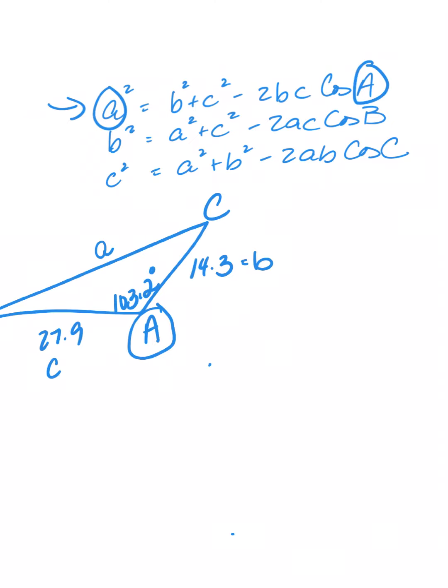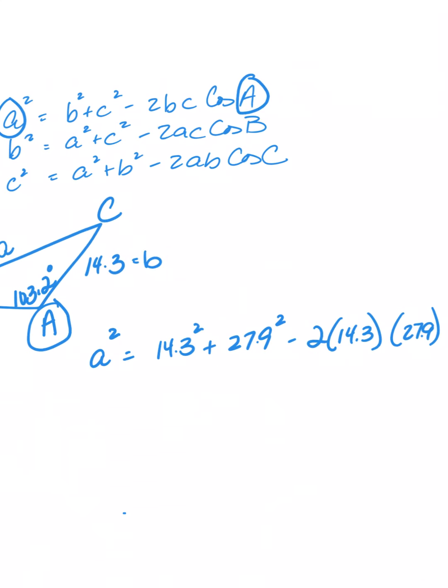And we've got little a squared equals b squared plus c squared minus 2 times b times c times cosine of big A. And you just put all of that in the calculator, and that's going to give you a squared.